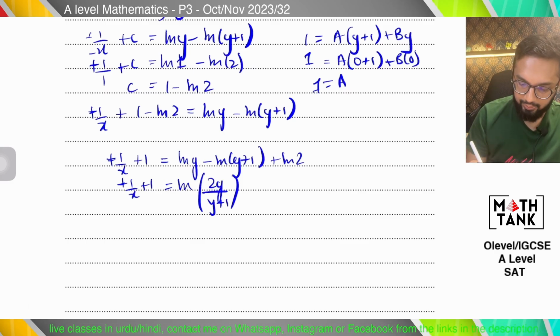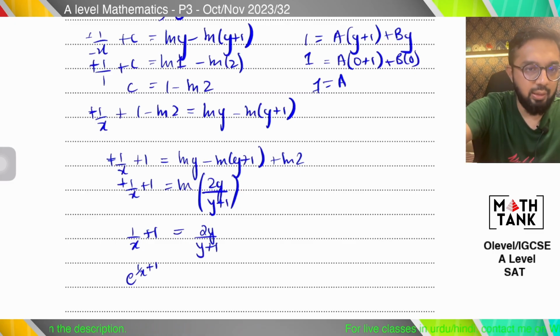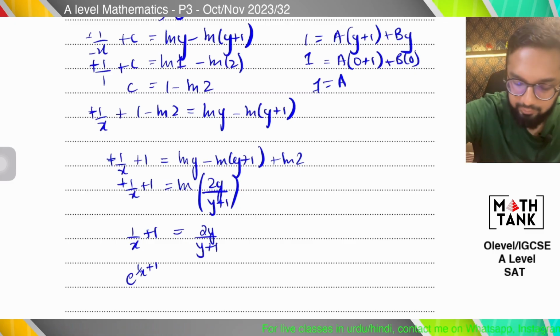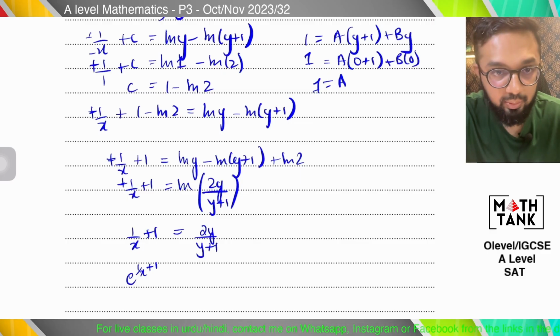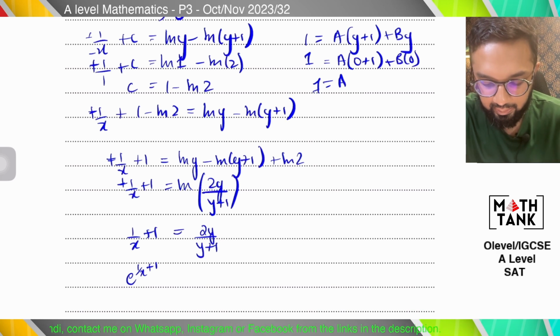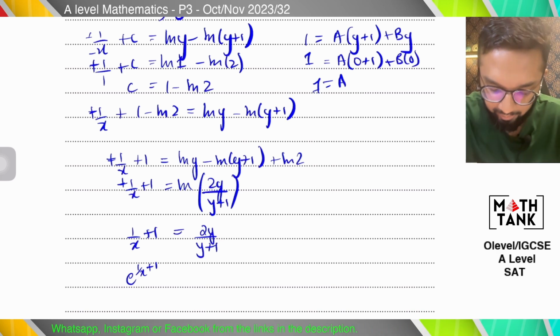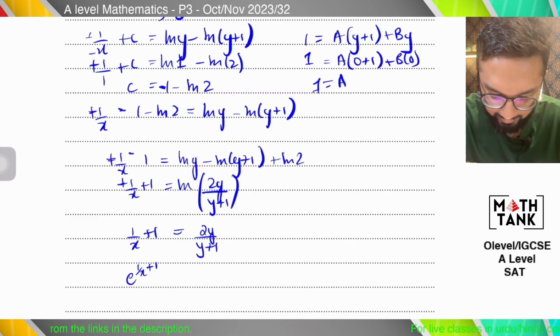Okay, so 1 over x plus 1, 2y over y plus 1, e power 1 over x plus 1. Let me check if I'm doing this correctly. Minus ln 2, 1 over x. This seems to be a sign error which is coming from here, I think. This should be minus. Yep.